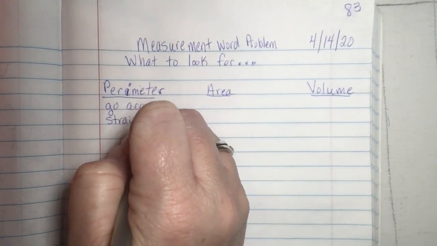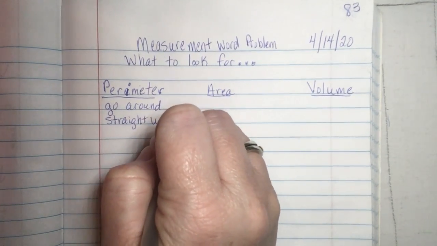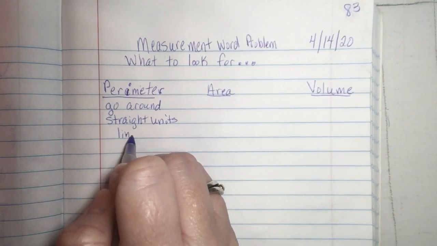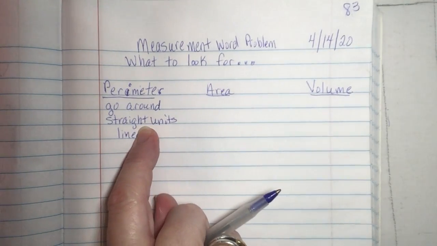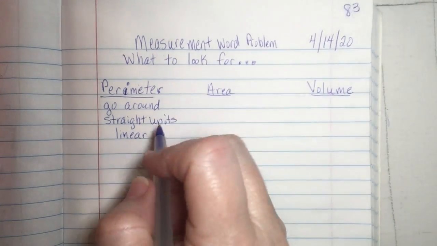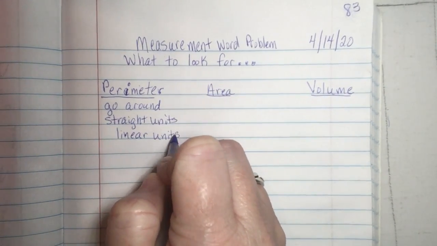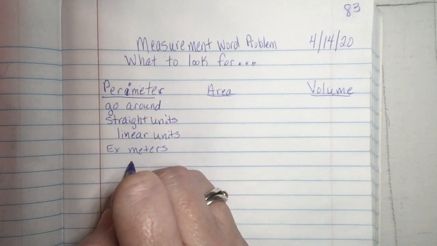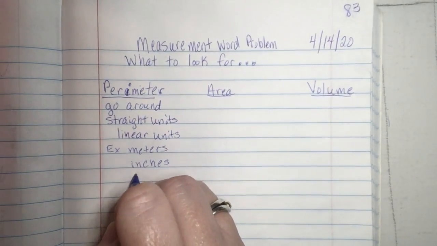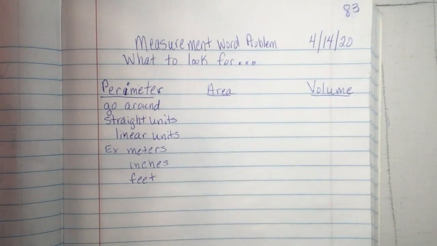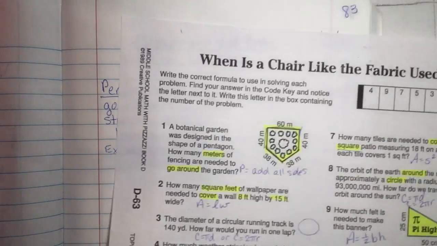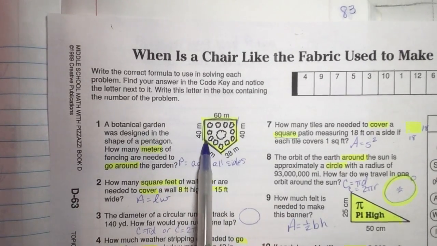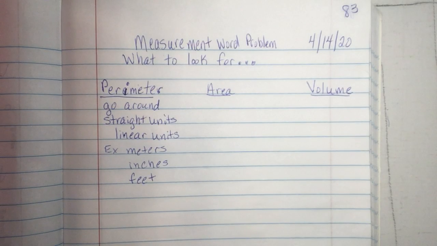I say straight units. That's not the mathematical term for it. The mathematical term is linear. See the word line in there? It makes a line. So linear units. Examples would be meters, inches, feet, right? They're just the things that you can measure with a ruler. You could take a ruler and measure around this garden. Things you can measure with a ruler or a yardstick or something like that. So those are some things that when you think about perimeter, you can think about.